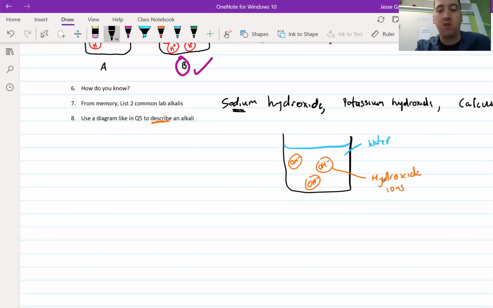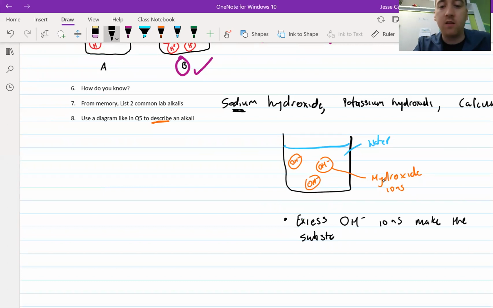Well, again, if you haven't done this, I would pause now and write a little summary of why this is an alkali. Pause the video and do it now. Okay, so why is it an alkali? Well, it's these excess hydroxide ions or OH- ions that make the substance alkaline. So again, without these hydroxide ions, if a substance cannot produce these, then it won't be an alkali.